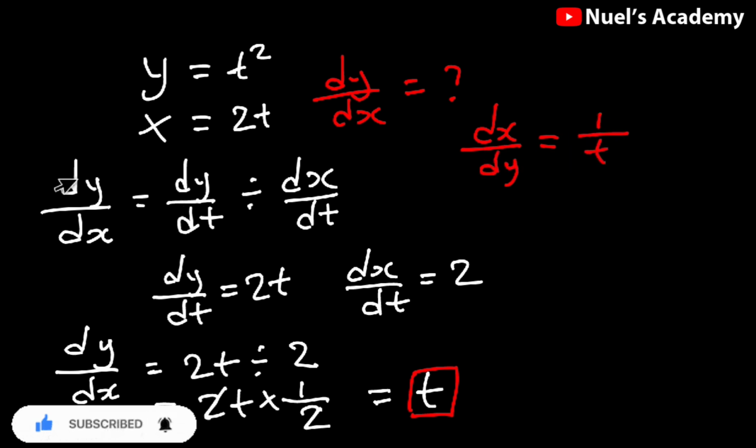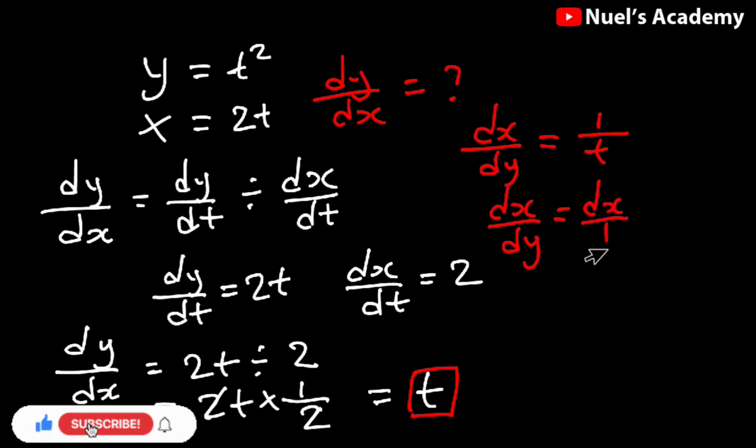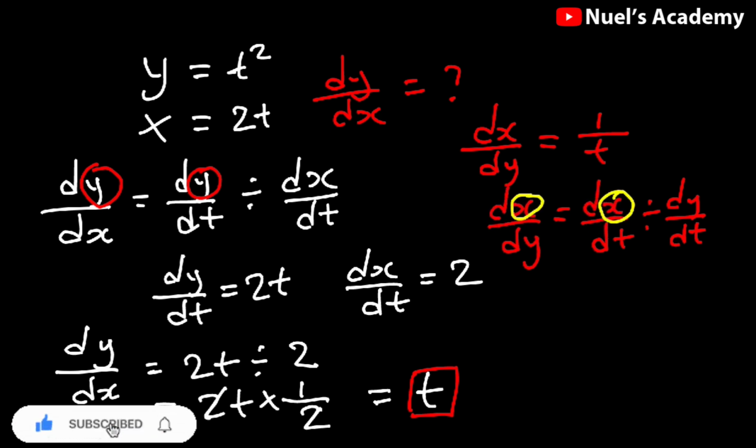Or if you want to use this method and find it, dx/dy is going to be equal to dx/dt divided by dy/dt. Notice that here I have dy at the numerator, and I started with dy, and here I have dx at the numerator, and I started with dx. So anytime you want to find dy/dx, make sure you start with dy, and anytime you want to find dx/dy, make sure you start with dx. Arrange it in that way so that you get the answer.